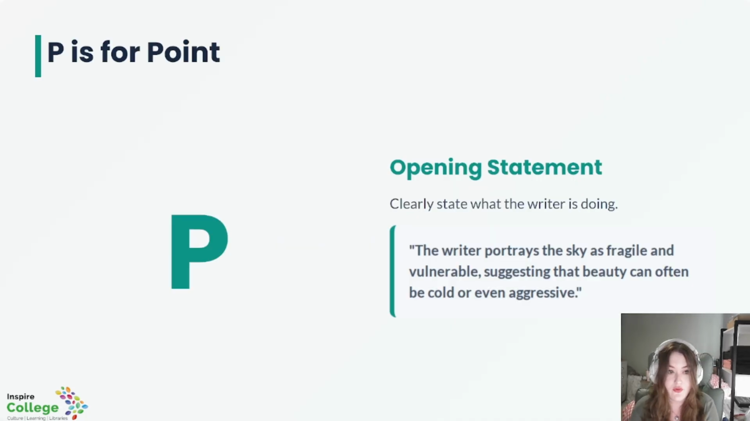So P is for point. It's your opening statement. Because we've already done the hard work with our thought process, we already know what we're going to say here. So the point that I would make is the writer portrays the night sky as something fragile and vulnerable. This suggests that beauty can often be cold or aggressive. So I'm drawing in on all of those ideas that I considered before.